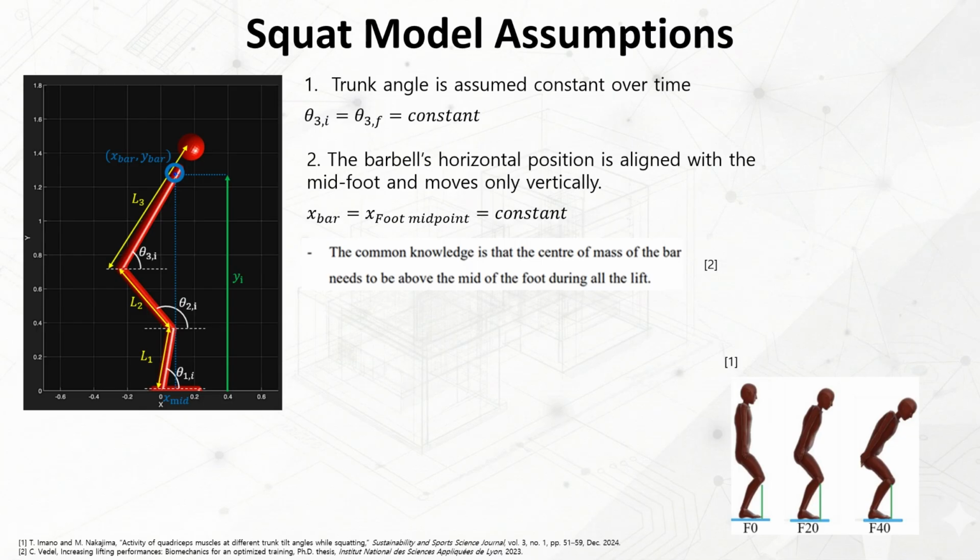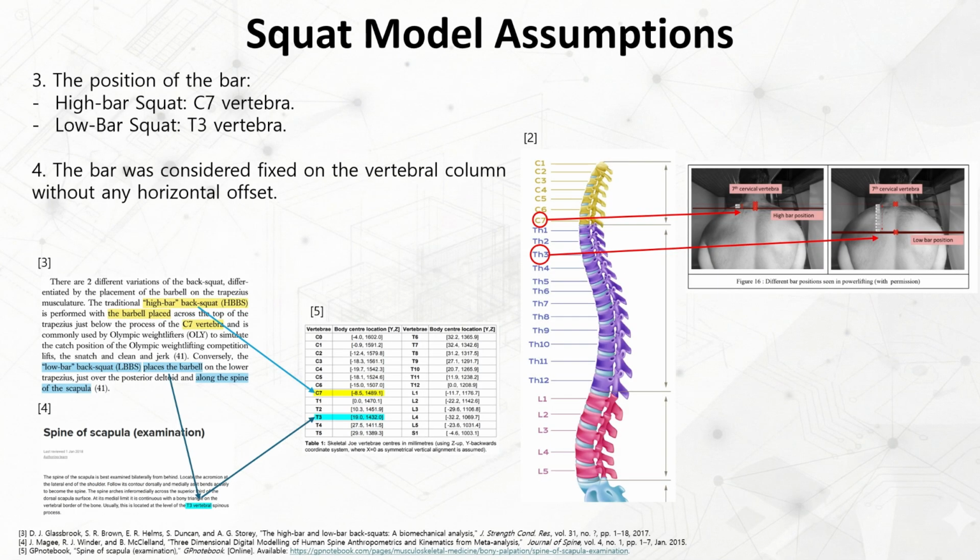To model the squat motion, several assumptions were introduced. First, the trunk angle θ3 is assumed constant during the motion. As shown in reference number 1, where trunk tilt was kept fixed during analysis, using a constant trunk angle is a practical modeling assumption. Second, the barbell's horizontal position is aligned with the midfoot and moves only vertically. This follows reference number 2, which states that the barbell COM should remain above the midfoot throughout the lift for mechanical stability. Third, many studies report that the barbell is positioned at C7 in the high bar squat and at T3 in the low bar squat.